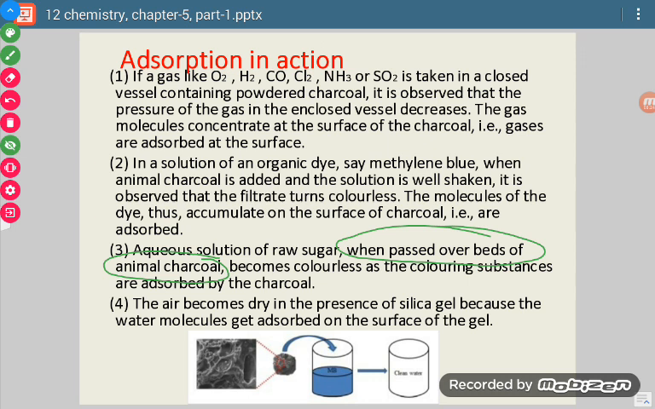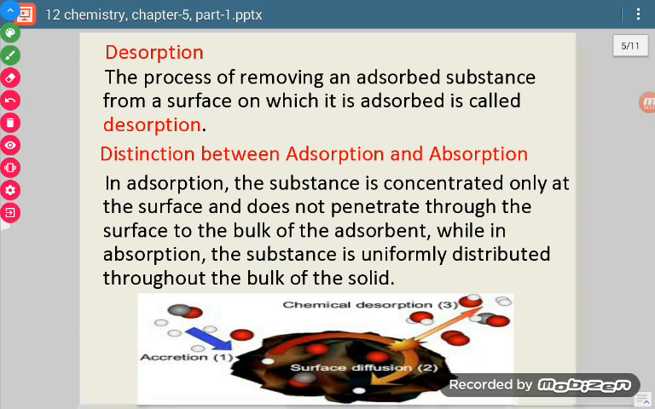Okay, now one more thing is there, silica gel. You might have seen when you buy new shoes, you may find a pack of silica gel inside. That is kept there in order to absorb moisture in case there is any. So silica gel is also a very good adsorbent, or we can say adsorption takes place in this case.